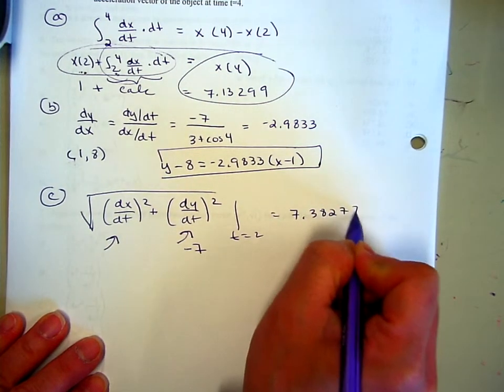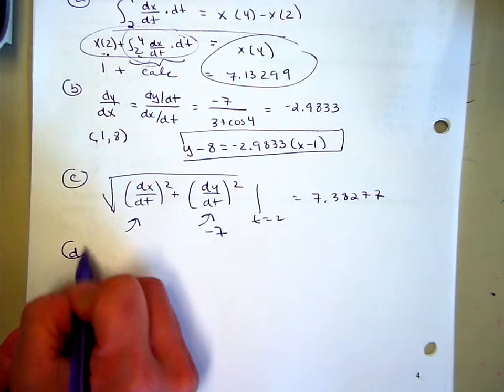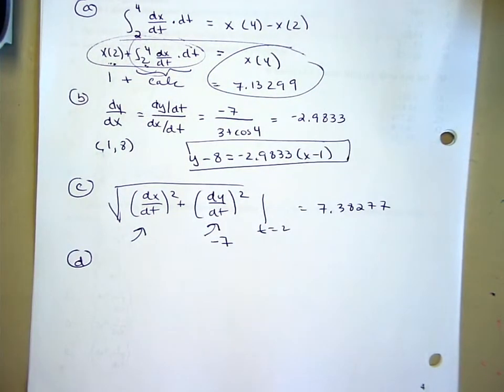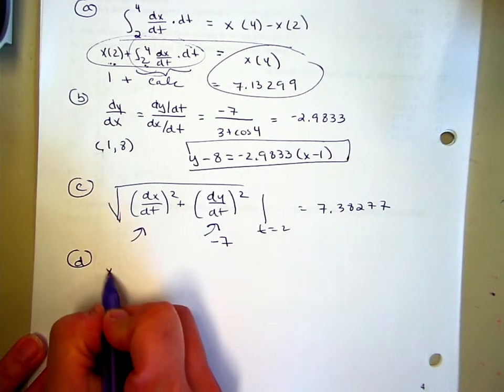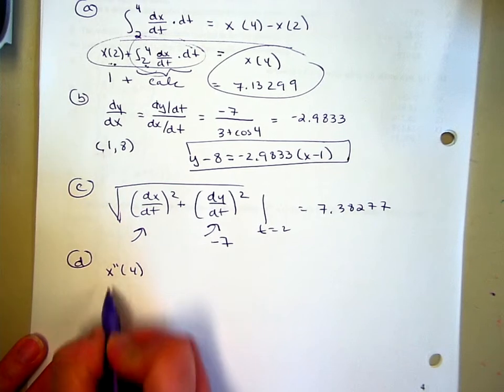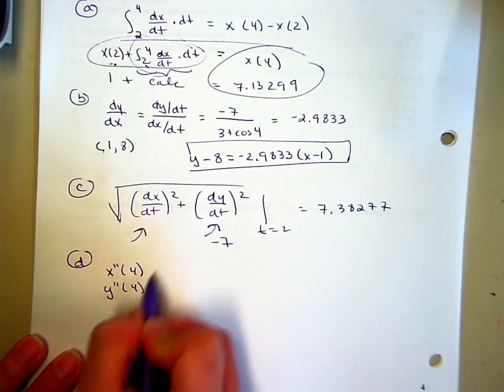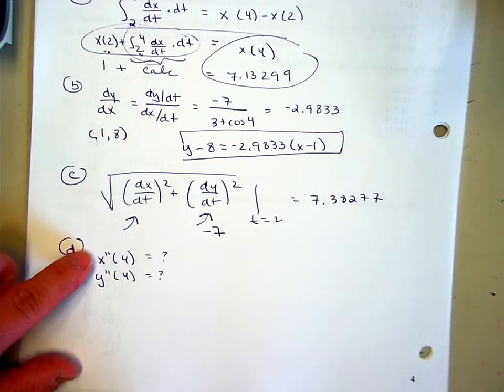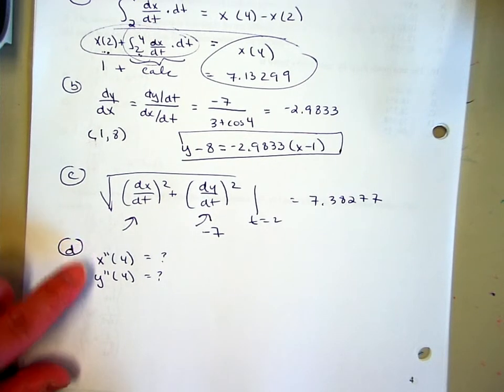I get 7.38277. Lastly, part D. The line tangent to the curve has a slope of 2t plus 1. Okay, find the acceleration vector. So I need x prime of 4 and y prime of 4. This is what I'm looking for. Remember, your vector should have 2 components. So I need the x acceleration component and the y acceleration component.